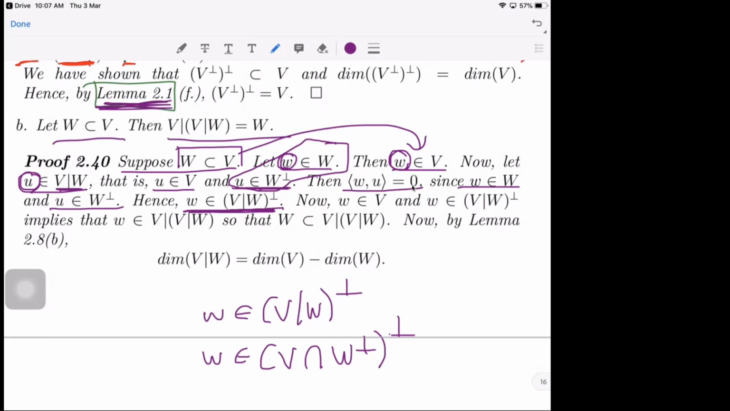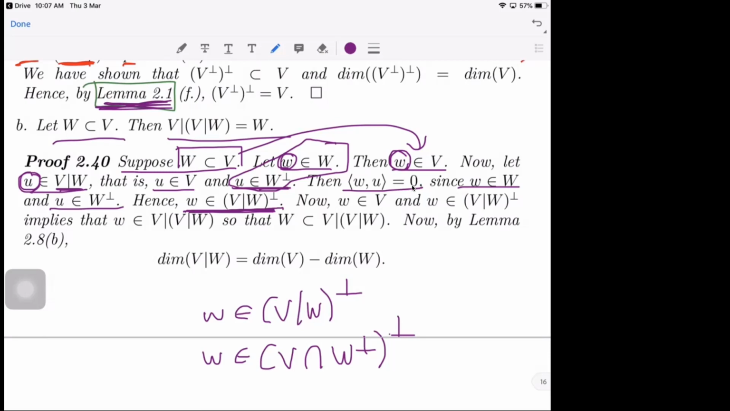Okay. So this statement, because we showed w is in W, and after some argument, we showed that w is in V mod W perp. So it means that W is a subset of V mod W perp. Okay? That is how you prove that A is a subset of B. Choose an element of A. Show that x is also an element of B. So A is a subset of B. So this is important because lemma 2.1F has that assumption. You have to show that.